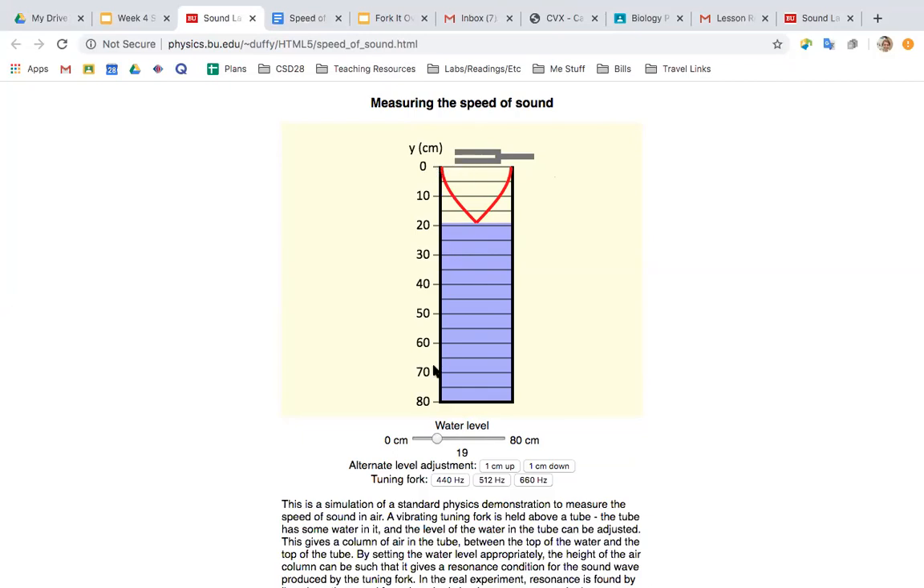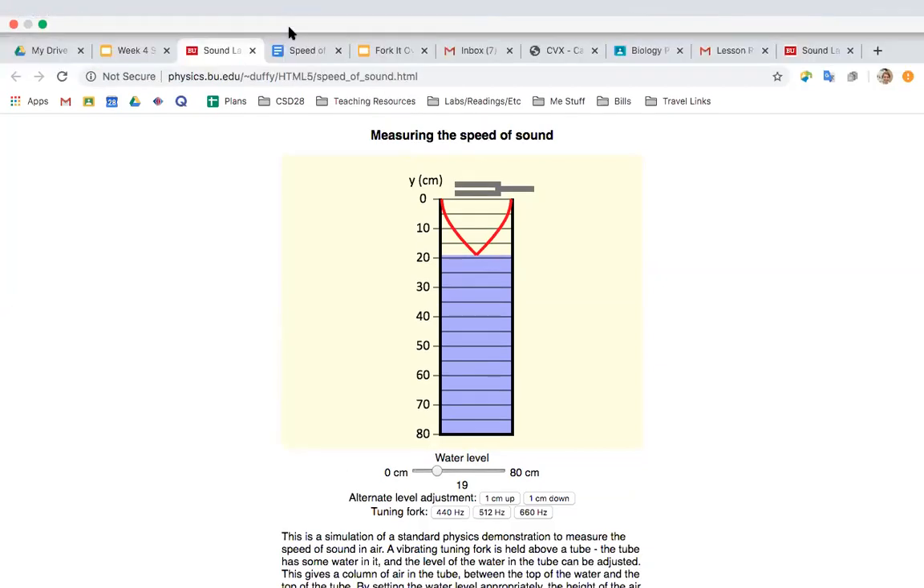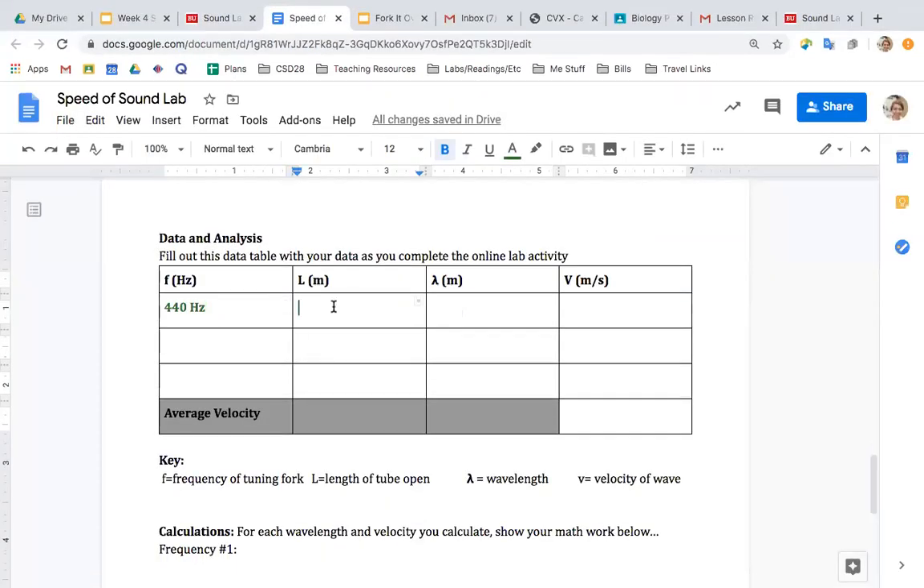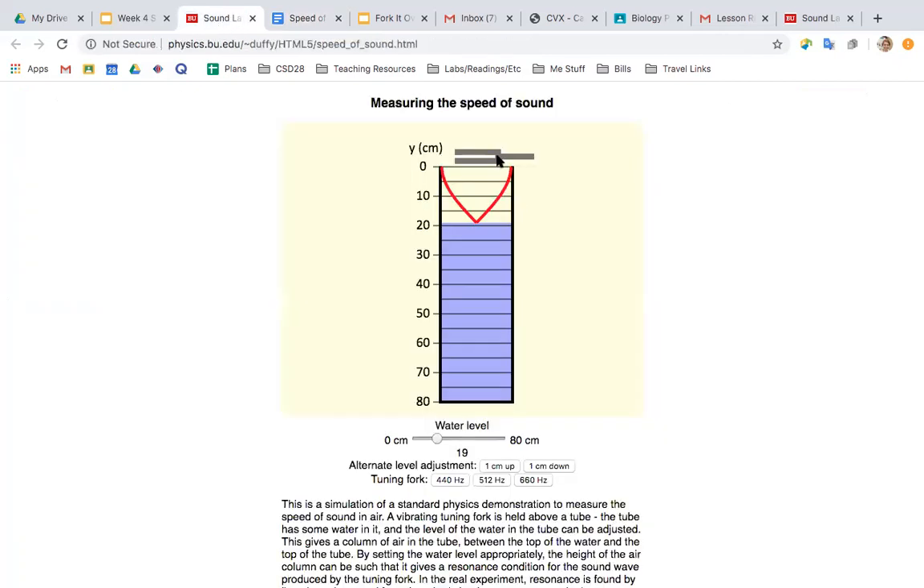So I'm going to look at the length there. It tells you right here, it's 19 centimeters. However, if you look at your data table, we're always going to be measuring it in meters. So 19 centimeters, if we move the decimal over twice to the left, it's going to be 0.19 meters. Okay. So then if we look at that, that's only 1/4 of a wavelength.